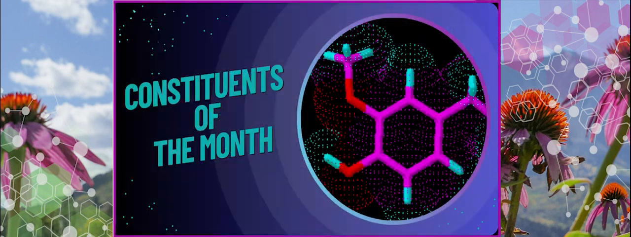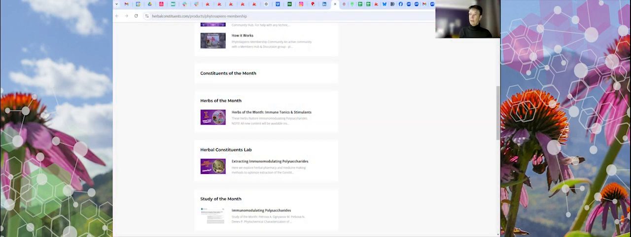We have a feature called Constituents of the Month, right? For February, we chose immunomodulating polysaccharides, and we make a video of us talking about it and discussing it. And then I'll show you the PDFs that go with this too. I have that queued up for you. That's a deeper dive into those constituents. We get into a lot of the detail about them. And that's the first week.